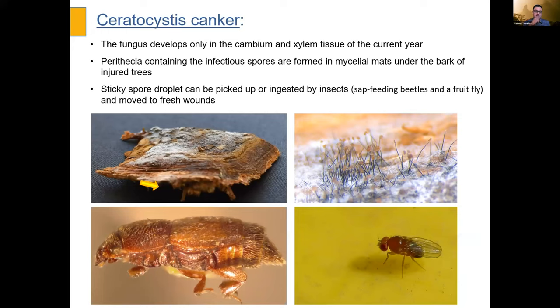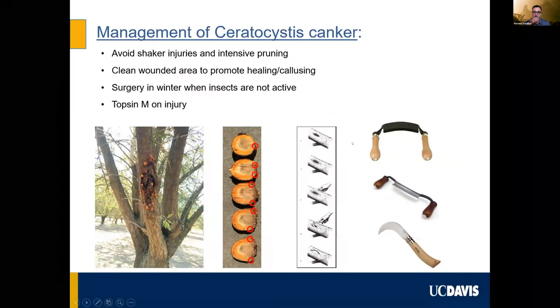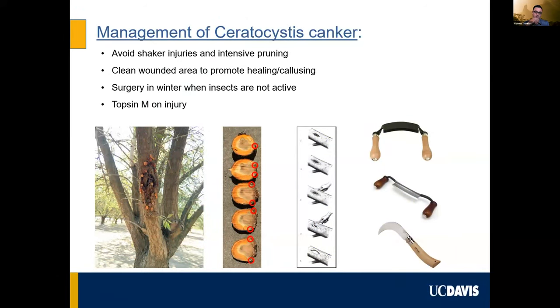So Ceratocystis canker is also very unique, as it's not like any other fungal pathogen that moves with water and wind. Ceratocystis canker is spread by insects like Drosophila or fruit flies, as well as sap feeding beetles. Basically, when infection occurs, the fungus will form these masses of mycelium. This mycelium contains the fruiting structure of the fungus, which at the tip forms a droplet of spores, and these are picked up by these bugs and insects and moved around to fresh injuries.